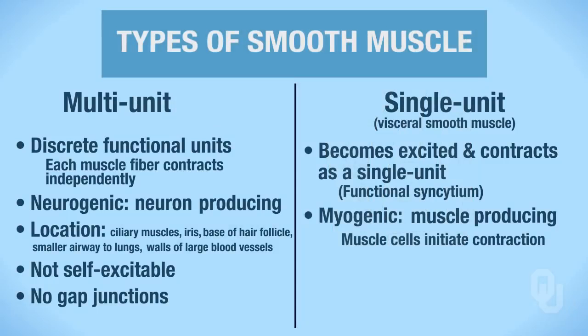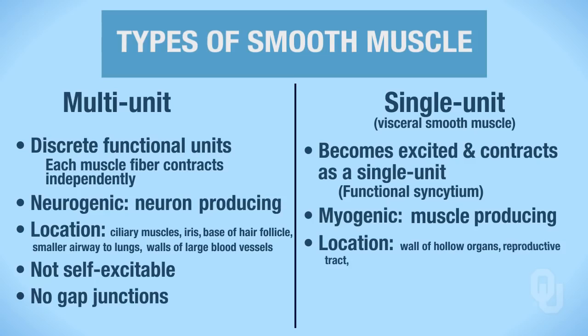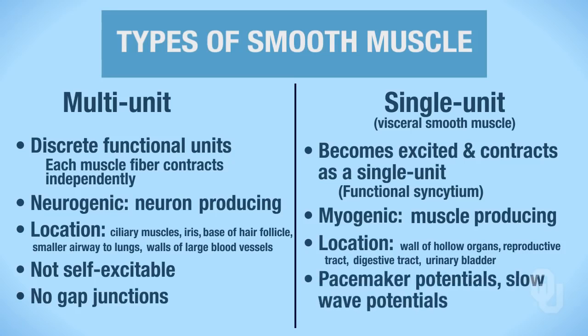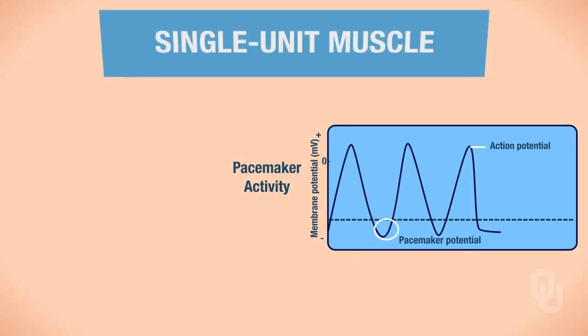So where in the body would one find single unit smooth muscle? Walls of your hollow organs. So I gave you an example of the uterus, therefore the reproductive tract has single unit smooth muscle, but also the digestive tract and the urinary bladder are good examples. In single unit smooth muscle, there are also these pacemaker potentials and slow wave potentials. I'm just going to briefly introduce you to them here as we will discuss them in detail later.